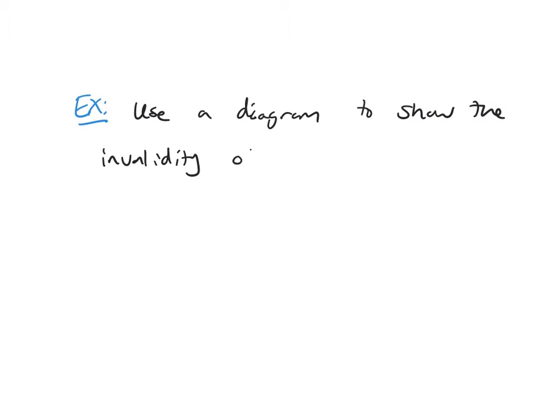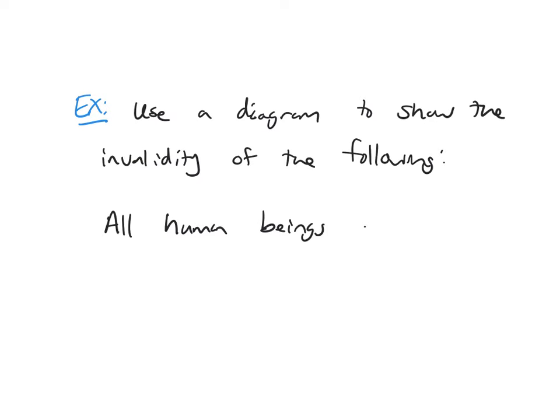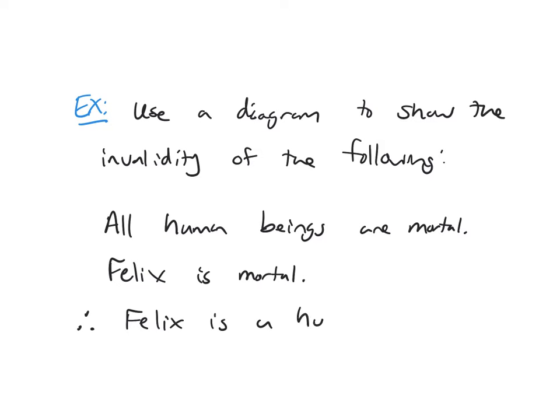So let's look at another one of these diagram problems. Use a diagram to show the invalidity of the following. All human beings are mortal. Felix is mortal. Therefore, Felix is a human being.